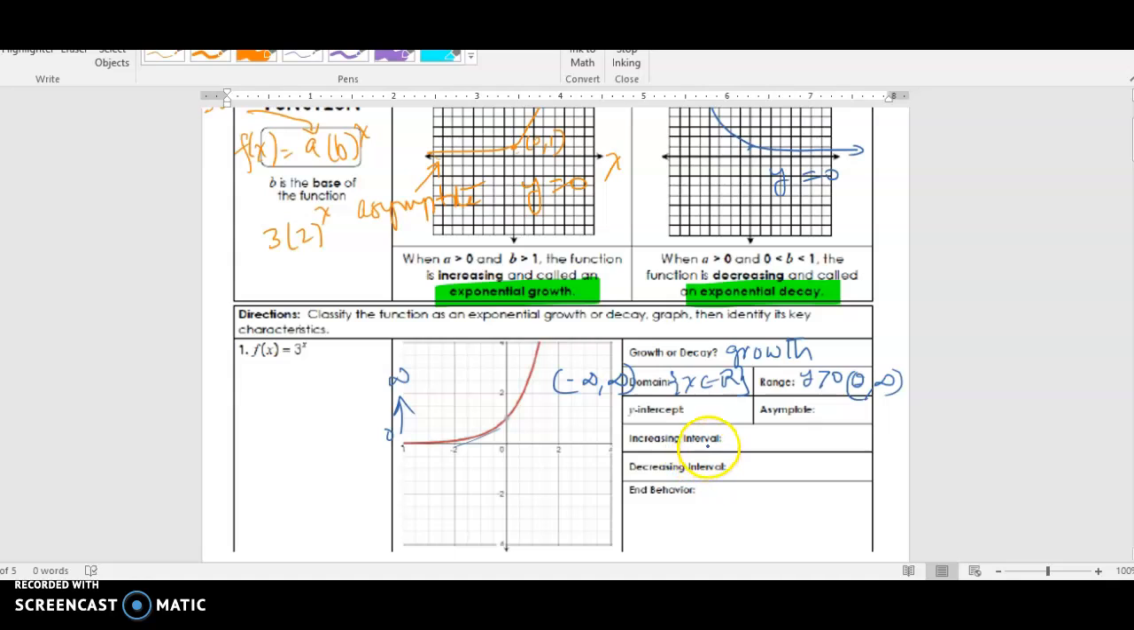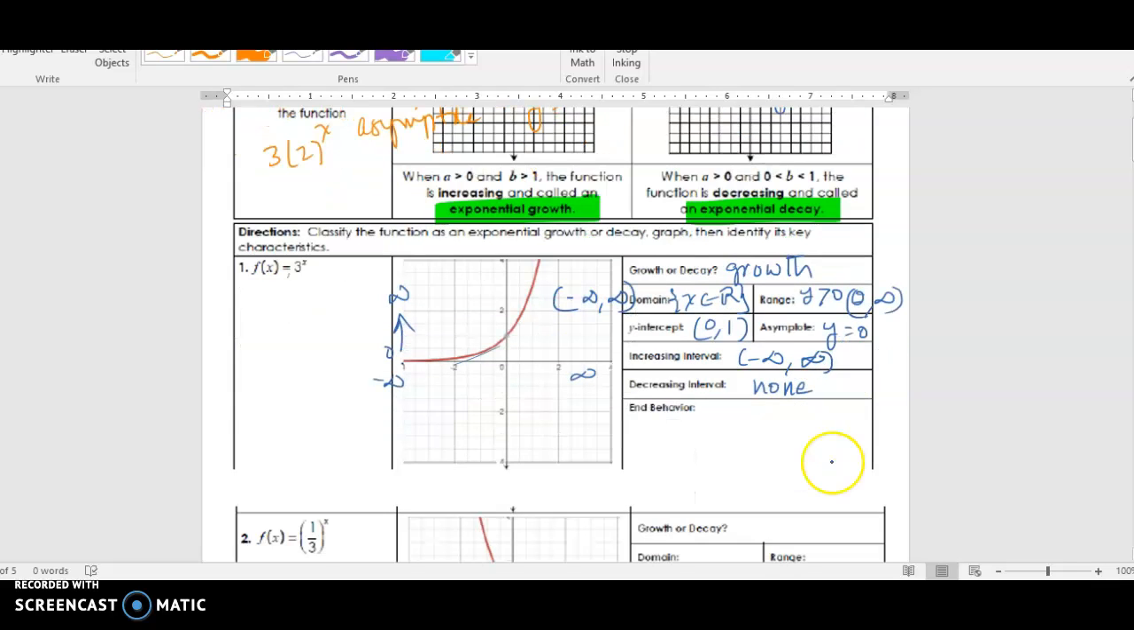Both are open intervals. We have seen that the y-intercept here, because there is no number in front, is just (0, 1). The asymptote is the x-axis, which is y equals 0. The graph is increasing from left to right, from all the negative values of x through the positive values of x. So the increasing interval is -infinity to +infinity. The graph is not decreasing, so there is no interval for decreasing.